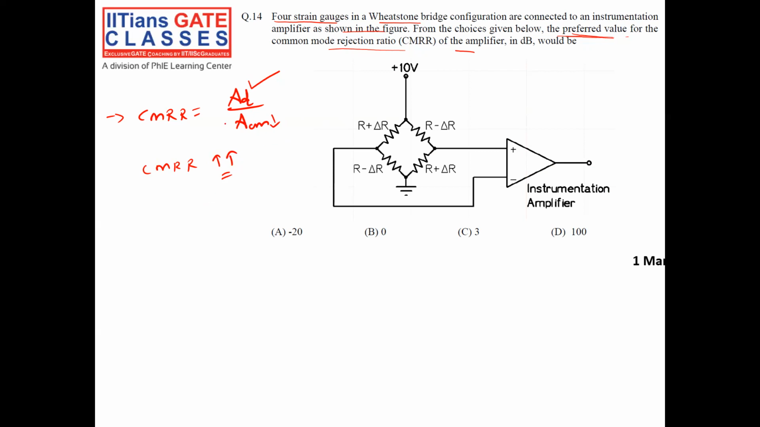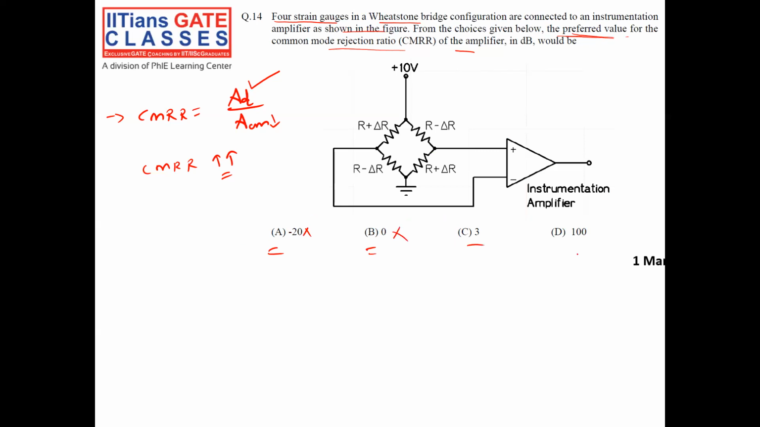Because the common mode is nothing but noise and differential mode is the useful signal. I want my useful signal to get amplified and the common mode, nothing but noise, to get attenuated. So I want my common mode gain to be very less. Let's go to the first option, -20. Common mode rejection ratio in dB should always be positive, so it's totally wrong. The second option is 0. I want my common mode rejection ratio to be very high, so 0 is definitely not the answer.